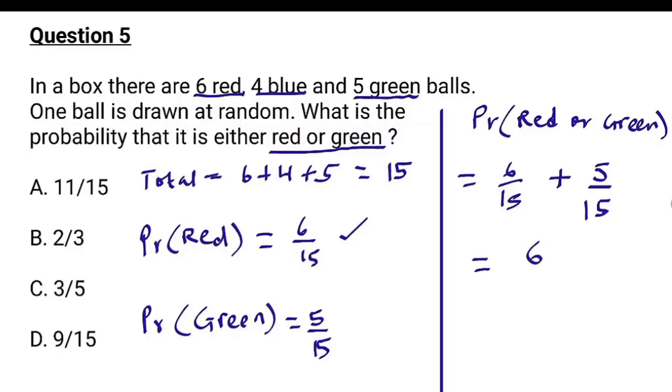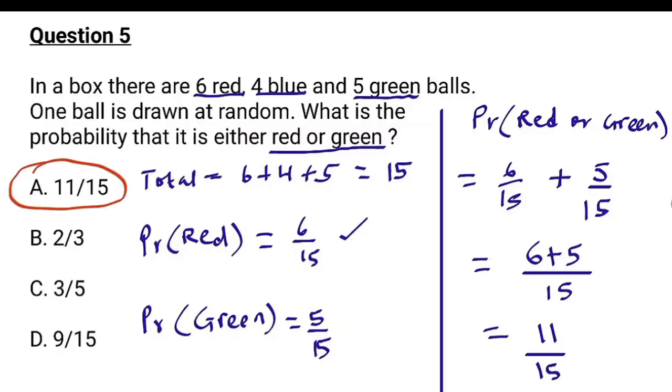So now adding this together, we're going to have 6 plus 5 over 15. 6 plus 5 is 11 over 15. So now we have 11 over 15 to be the solution. All right, so when you check the options here, you're going to see that we have option A. So option A is the correct answer to the problem.